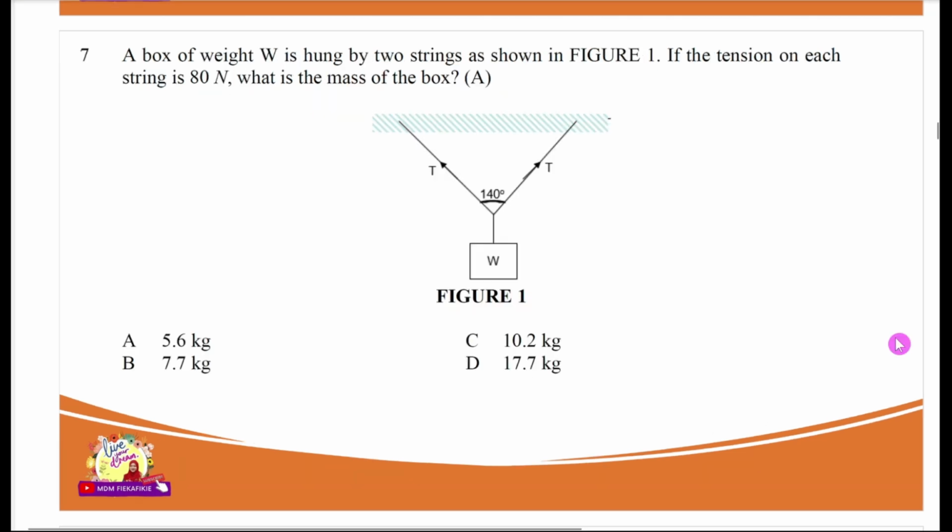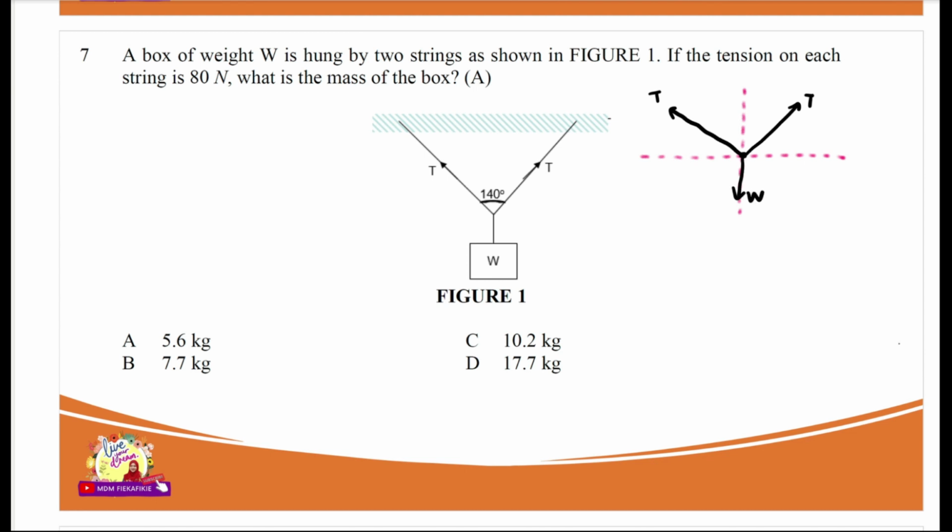Okay, so here we have a box of weight W hung by 2 strings as shown in figure 1. So if the tension on each string is 80 Newton, what is the mass of the box? Okay, so before we start, we need to draw the free body diagram first. So we're going to have, this is the y-axis and this is the x-axis. So first we will have T in this direction and another T and also W, where W is straight downward.